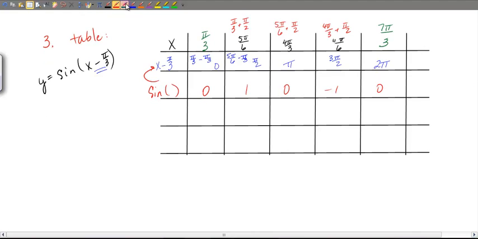Finally, the last part of this tells us what the ordered pairs are. In other words, the x and the y values if I were to plot these points. So this point comes from pi over 3, 0. So the x value is pi over 3, the y value is 0. So I have a point here. The next ordered pair would be 5 pi over 6 and 1.